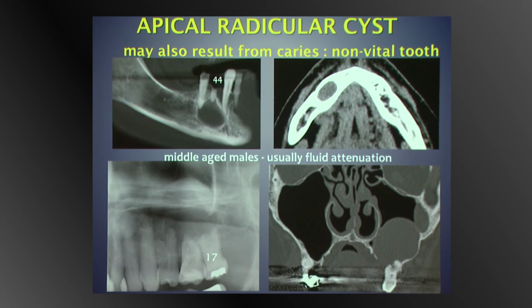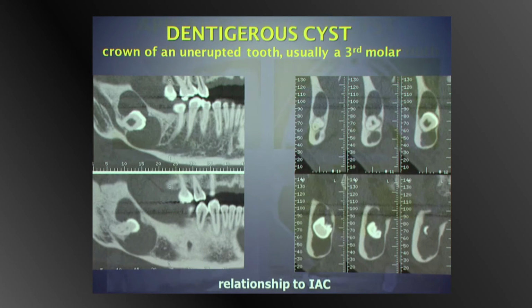Apical radicular cyst, this is from caries, 4-4, thick slice MIP, fluid attenuation, middle-aged males most commonly, and then a large apical radicular cyst associated with, take your pick, but probably 2.6. And we see the elevated antral floor, the sign that Gavin was talking about as a reliable fact indicating that it's of odontogenic origin.